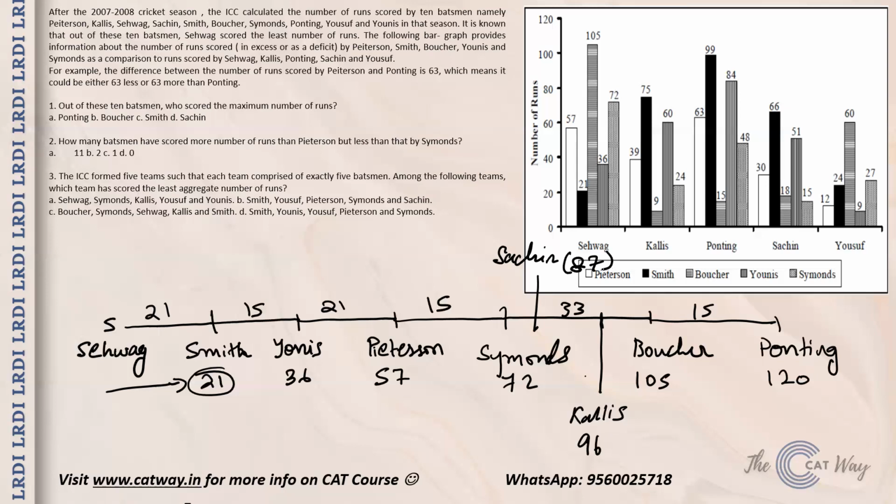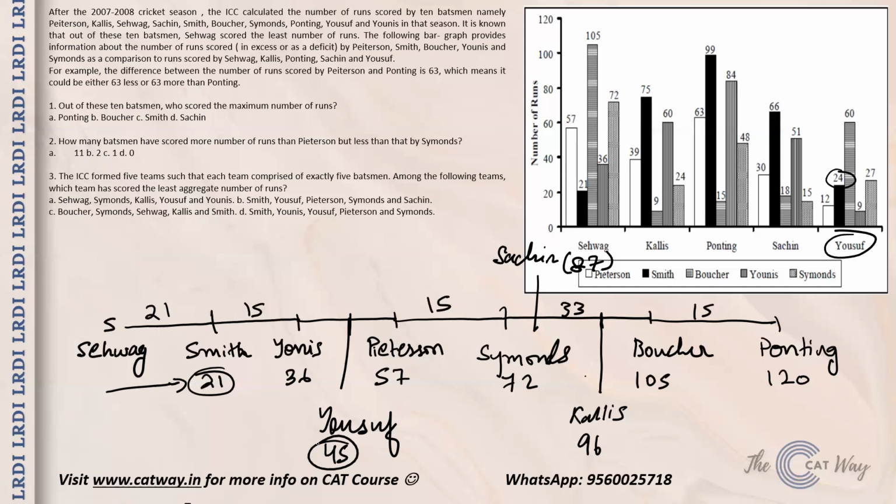Now we have the data for 1, 2, 3, 4, 5, 6, 7, 8, and 9 people. One person is left, I believe Yusuf. For Yusuf, we know he has a difference of 24 with Smith. So again, he will be above Smith, somewhere over here. So Yusuf's score will be 45 more than Sehwag. So now we have all the scores.